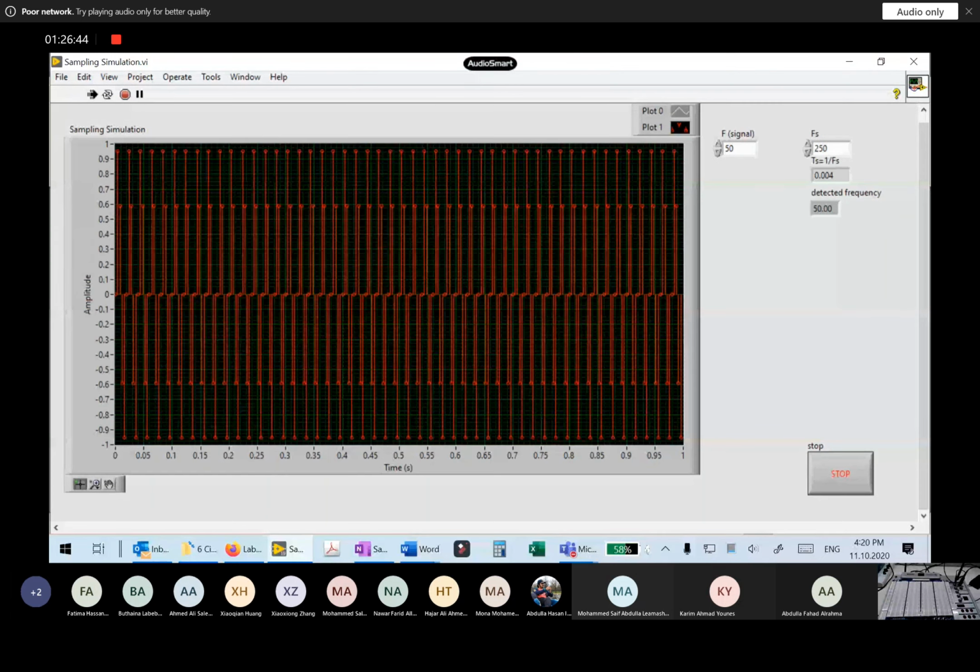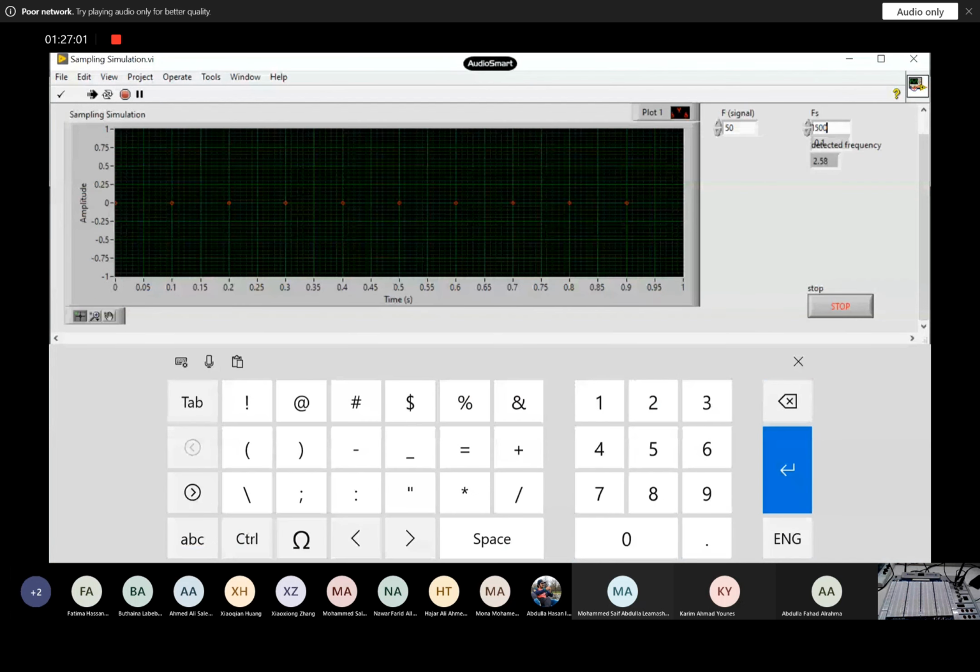Alright, maybe it looks like a sine wave. So again, the rule says between 5 and 10. I usually use 10 times. Oh, not 10 here. 10 times and 500 samples per second. Okay, maybe this will look better like a sine wave.